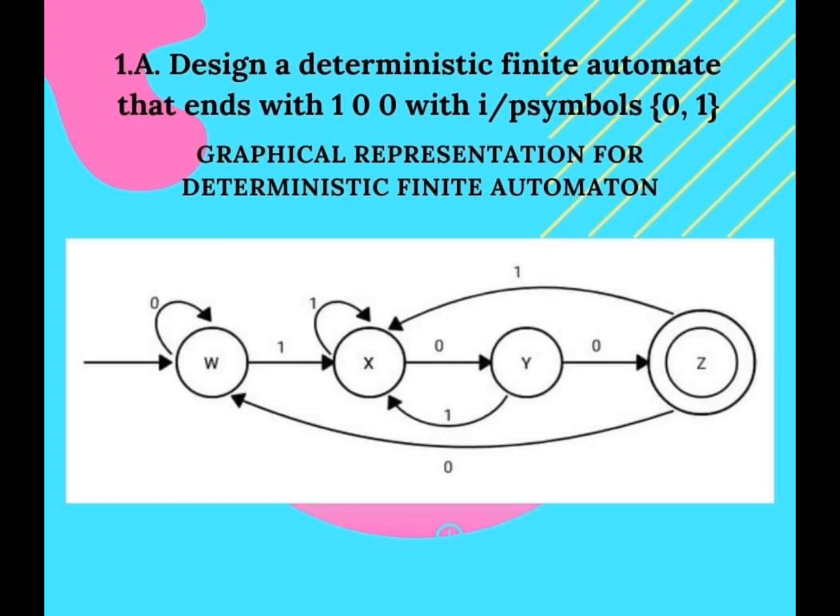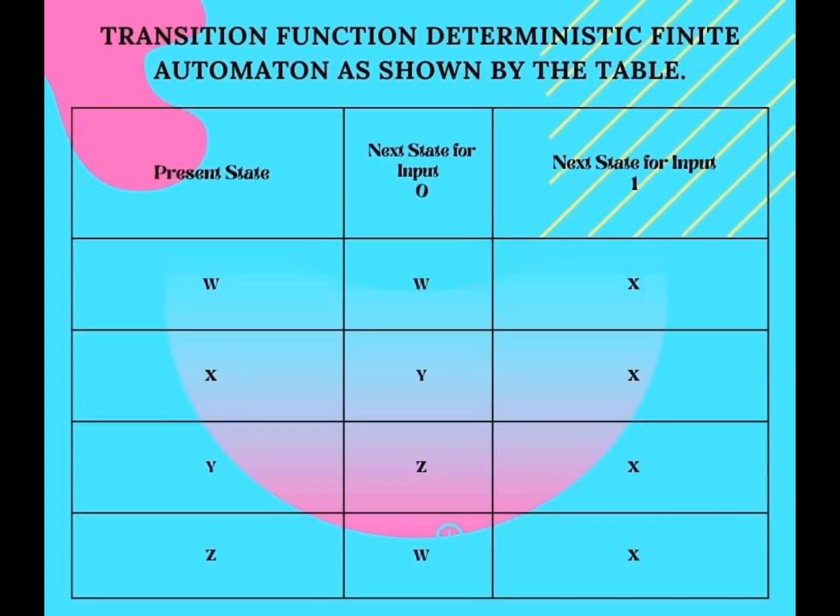The final state Z will go back to W, back to itself, on input 0, while W will go to X on input 1. It is important to make a graphical representation first before we go into the transition function. So let's go back to the problem. The problem is a DFA that ends with 1, 0, 0. In this graph, it is easy to see the start state W and the final state Z.